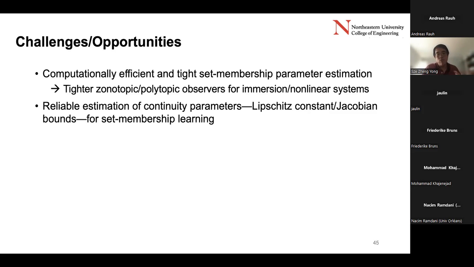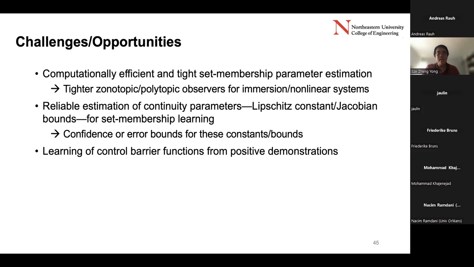We also want to be able to more reliably estimate the continuity parameters, because especially for the set membership learning method that I talked about, when the functions are not known, how tightly we can estimate these constants actually affects the performance of the system. So we do want to find ways to estimate them more reliably. And ideally, we want to have confidence or error bounds for these constants as well.